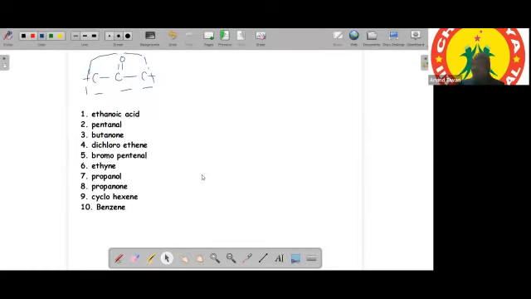Okay, so let's draw the structures. Side by side you will also check, then I will check it finally. Your ethanoic acid. Let's draw the structures one by one.